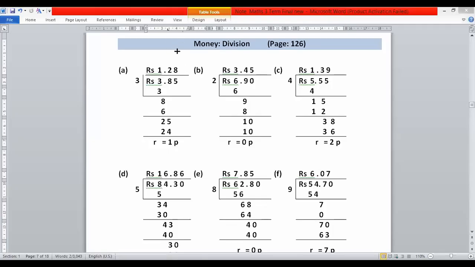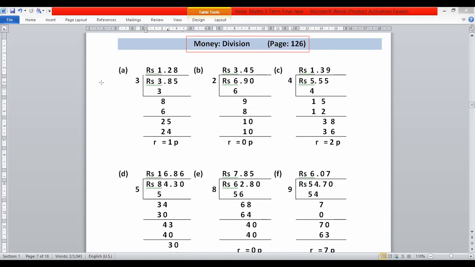Dear students, this is your book page 126. In this page, we are going to discuss how we divide money. Dear students, remember that we divide money the same way as we divide numbers. Remember to add the point two places from the right to show rupees and paise in the answer.